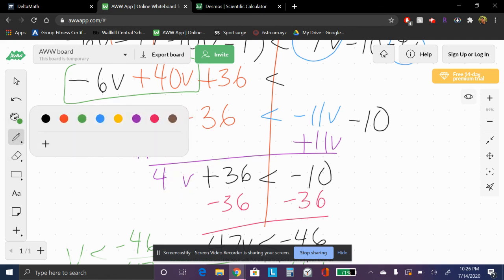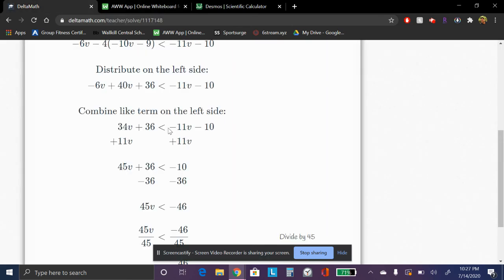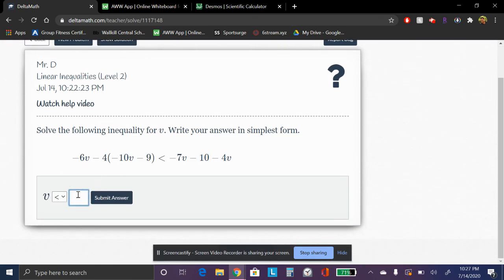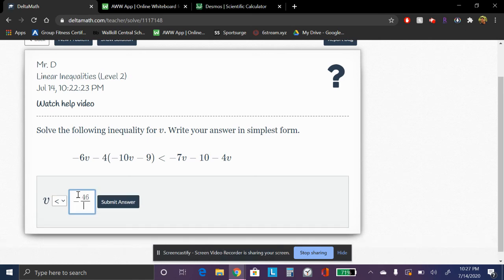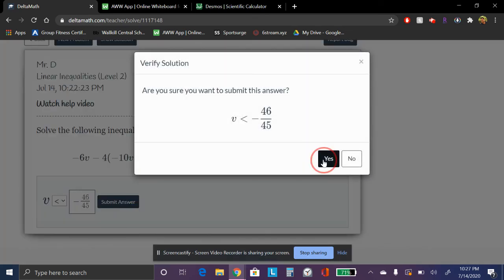All right, what color am I going to do this in? Yellow, 45. And then I'm going to erase this one too. Man, one little mistake can set you back, but it's a good thing I checked. And so we have negative 46 divided by 45. All right. Less than, we said? Yep, less than.